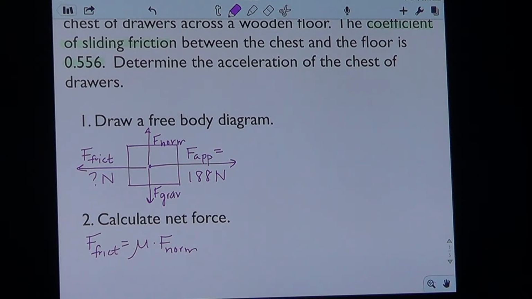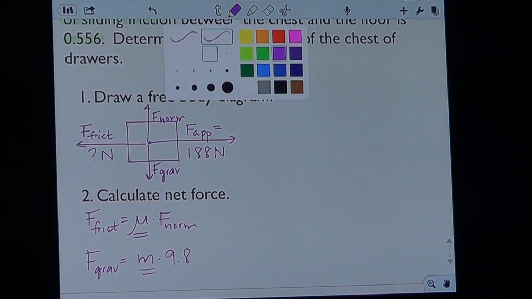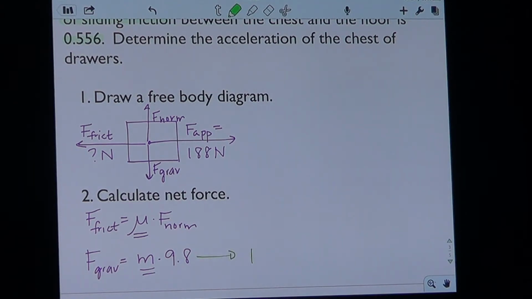The other formula we need is the force of gravity equals mass times gravity, which I'm just going to put as 9.8. We know what mu is and what the mass is, but we don't know what the normal force is. But the normal force is going to be balanced with the gravity. So first we calculate the gravity. F grav is going to be 9.8 times the mass, which was 29.5.